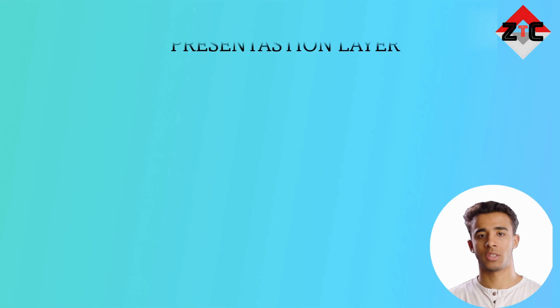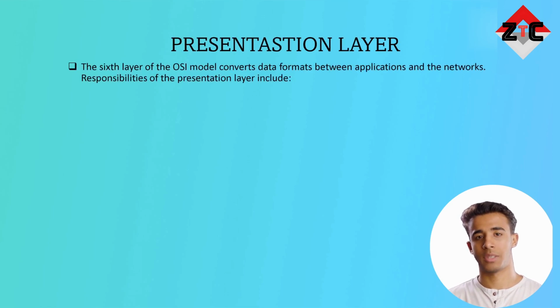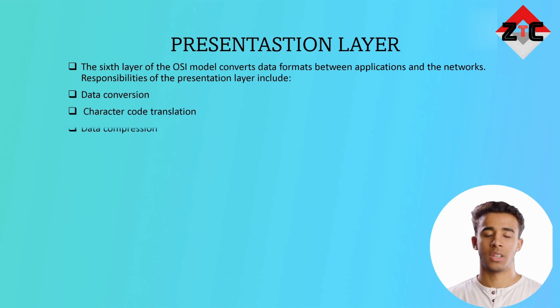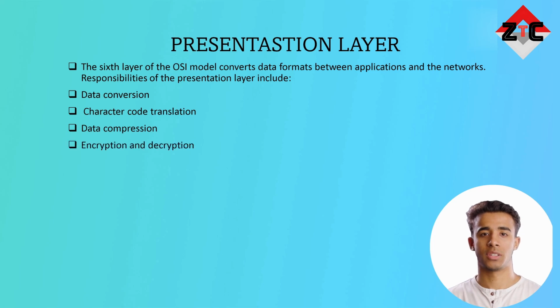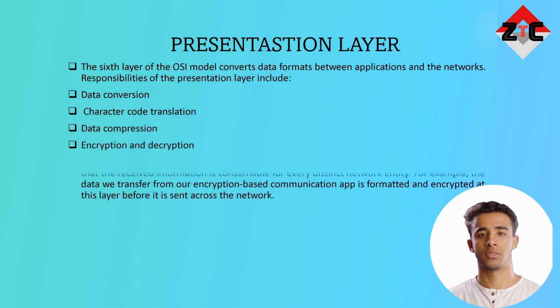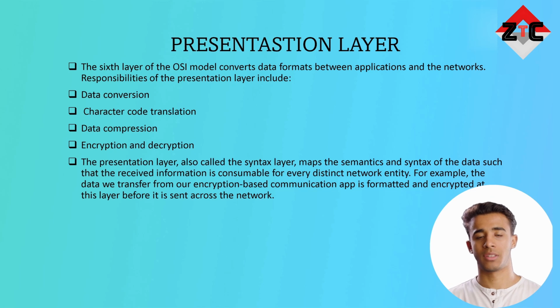The 6th layer of the OSI model converts data formats between applications and the networks. Responsibilities of the presentation layer include data conversion, character code translation, data compression, encryption and decryption. The presentation layer, also called the syntax layer, maps the semantics and syntax of the data such that the received information is consumable for every distinct network entity. For example, the data we transfer from our encryption-based communication app is formatted and encrypted at this layer before it is sent across the network.